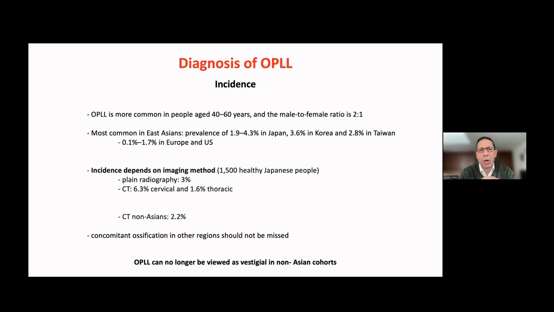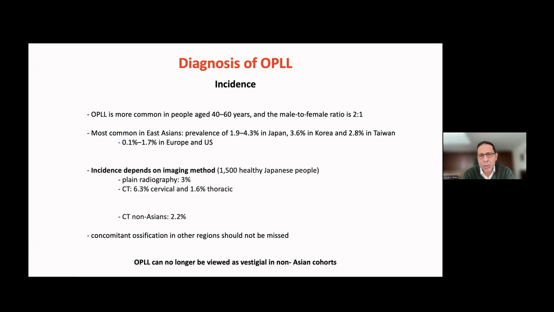What's the incidence? It's more common in older people, male to female ratio 2:1, and more common in East Asians. The prevalence changes in Japan and Korea, but is always above 3-4%, and less in Europe and the US. But I would like to stress that the incidence depends on the imaging method. In this very nice study of 1,500 healthy Japanese people, it could be identified in 3% on plain radiography, but 6.3% on cervical CT. If you apply CT, you get a much higher incidence than the published ones.